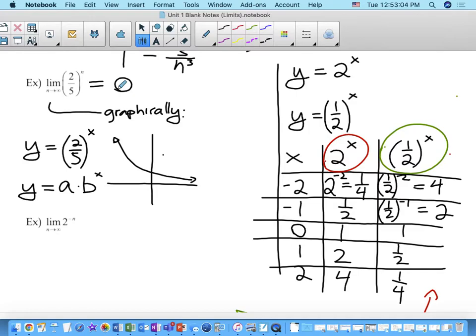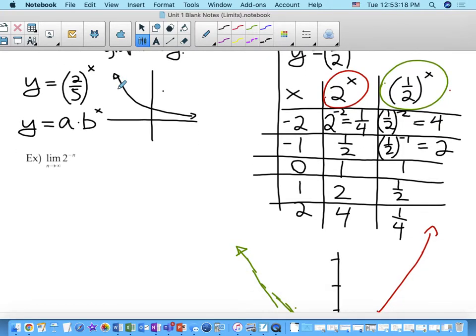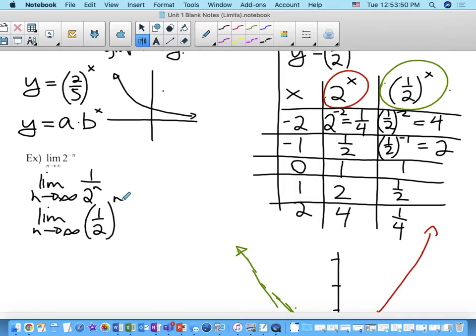Now if we look at this one, the limit as n approaches infinity of 2 to the negative n. If we write that using positive exponents, what would that be? Yeah, it'd be 1 over 2 to the n. And in fact, we could write that again as the limit as n approaches infinity of 1/2 to the n, because 1 to the n is always just 1.